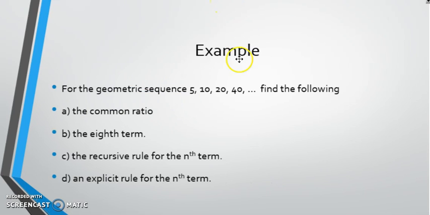So here's our geometric sequence. The first term is 5. So now I know that a sub 1 is equal to 5. It's a good habit to just start off by listing the information we know. So a sub 1 equals 5.